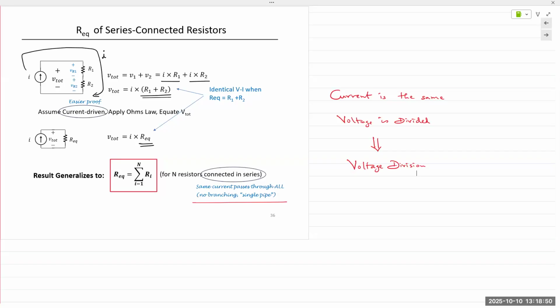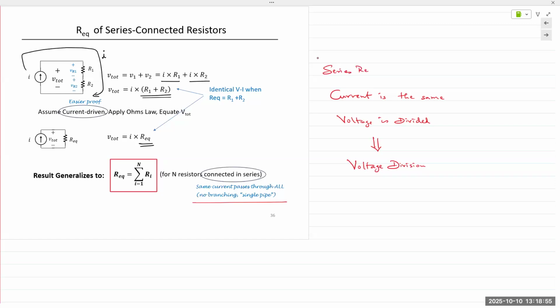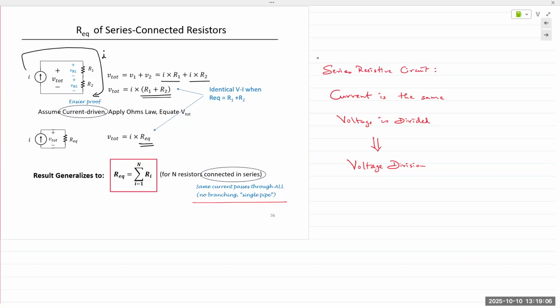So in a series resistive circuit, current is the same for all resistors, but voltage is divided. So if you are applying one single voltage to 5 series resistors, that single voltage source is going to get divided across each one of those resistors. And the voltage drop is directly proportional to the value of that resistor.